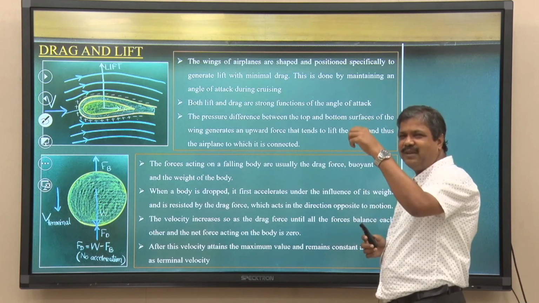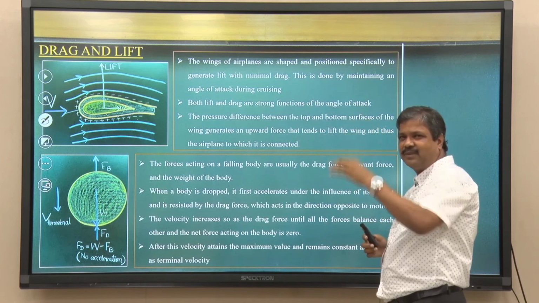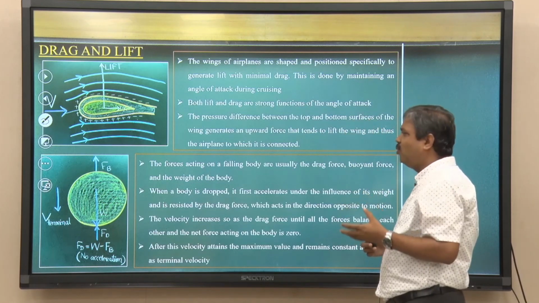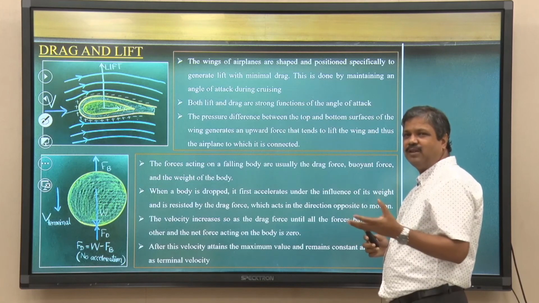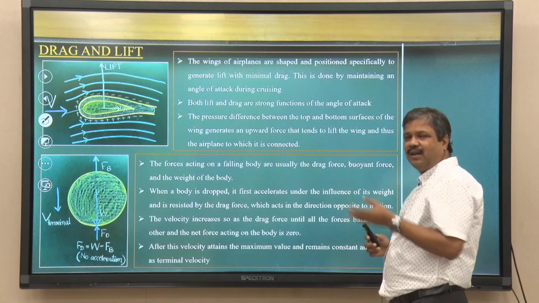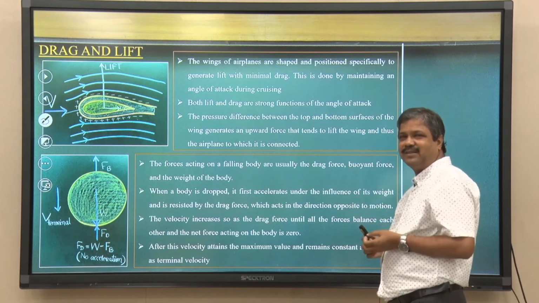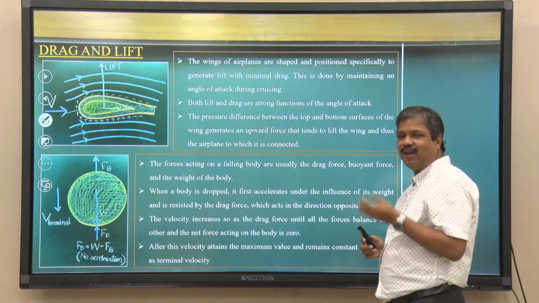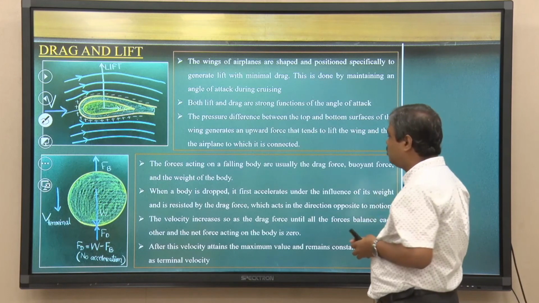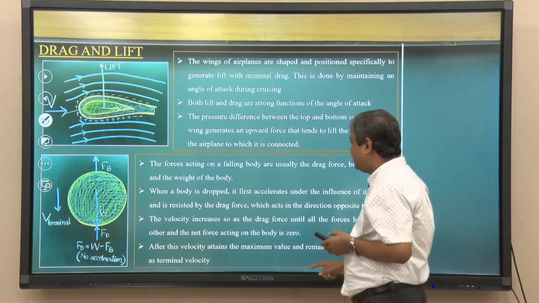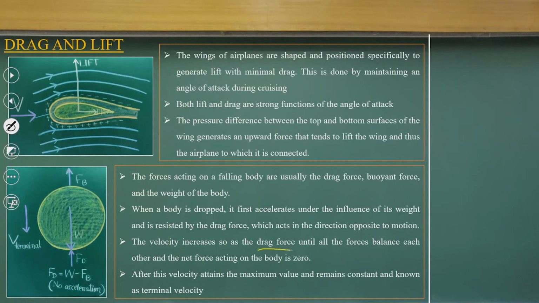So, if a very tiny dust particle is falling down, there will be the weight, the buoyancy force and the drag force. And when it attains its maximum velocity, which we call the terminal velocity, after that it does not change. So, that is the condition when the velocity increases, the drag force increases until all the forces balance each other, that means the net force acting on the body is 0.